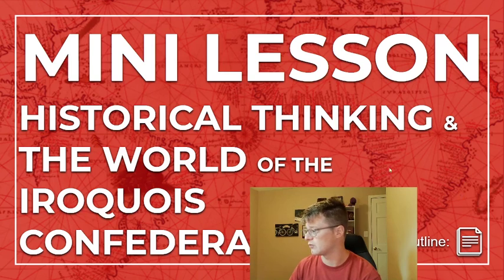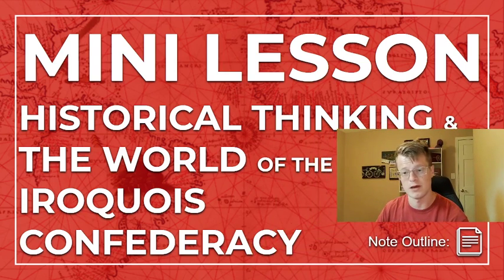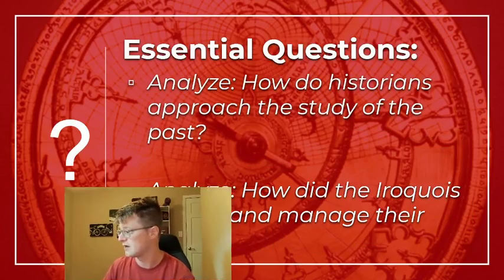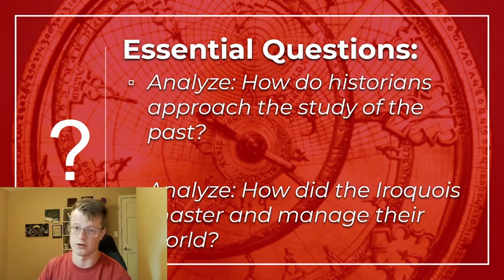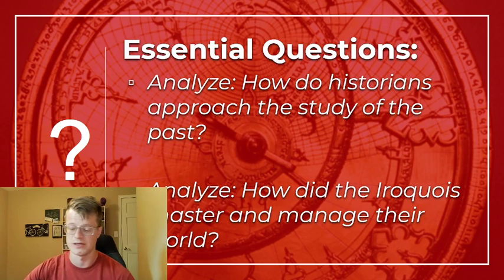As you can see here, we're going to end with a mini lesson on the Iroquois and also some good historical thinking. Once we do that, we'll be all done. There's a digital copy of the notes page right here that you can grab, and of course I'll have hand copies in class. We've got two different goals here. The first is how do we actually think as historians. The second is how did the Iroquois master and manage their world?